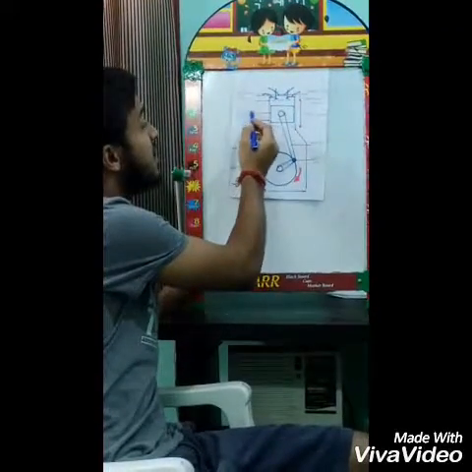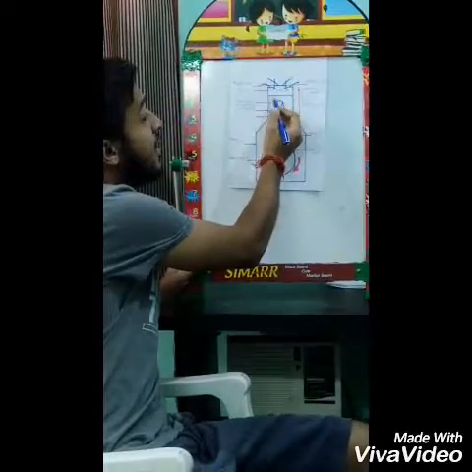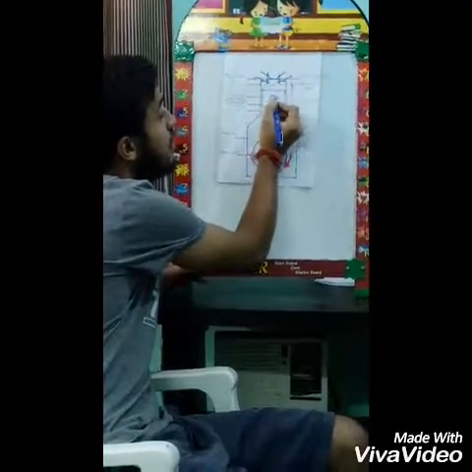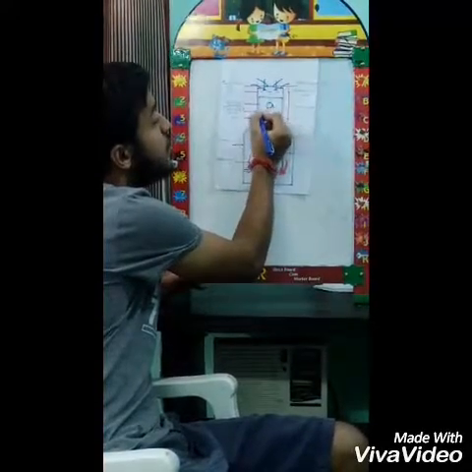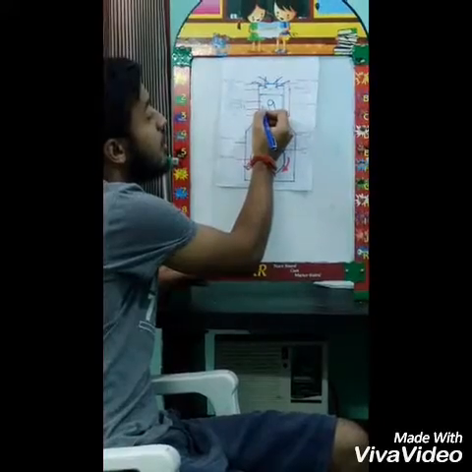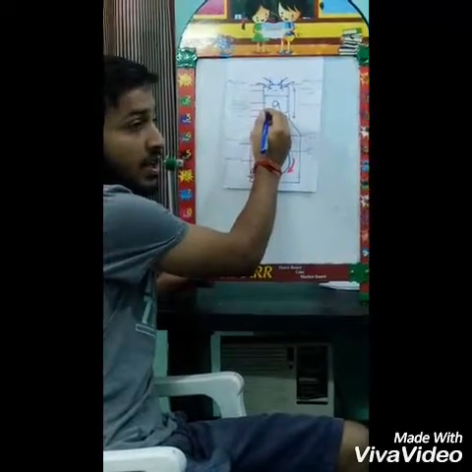Next, we will talk about the piston rings. Piston rings are generally situated over the piston. Here, due to the 2D diagram, we are not able to draw piston rings.